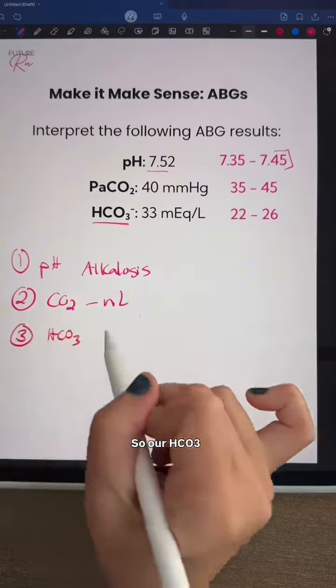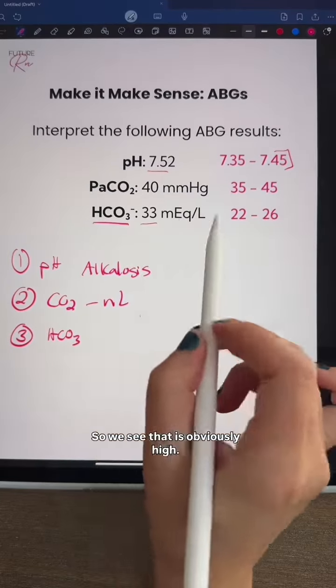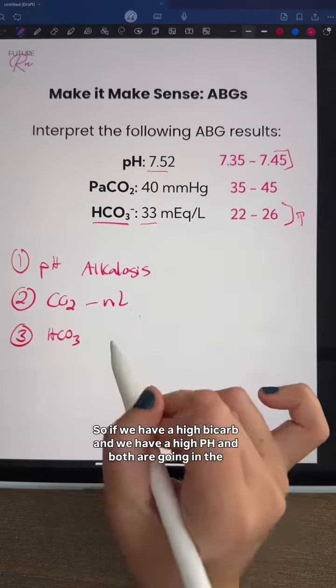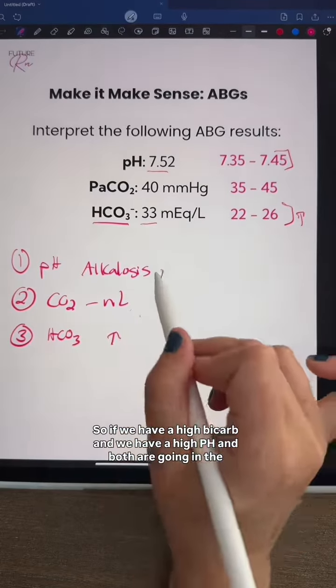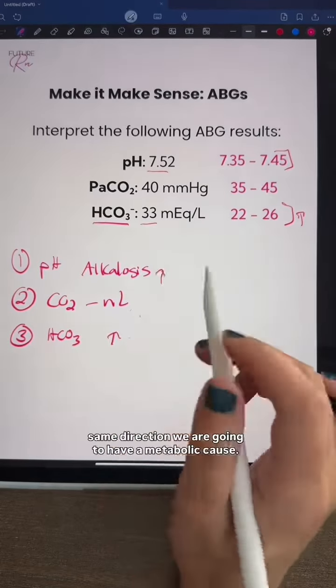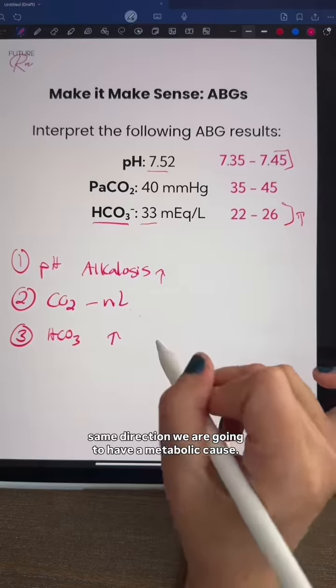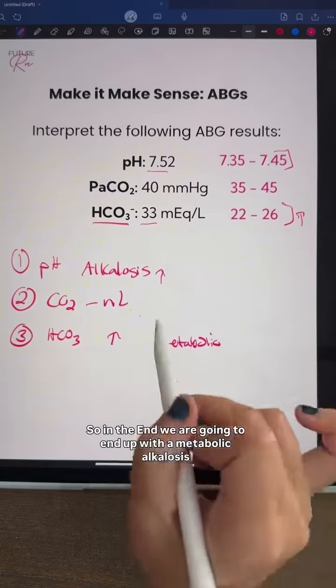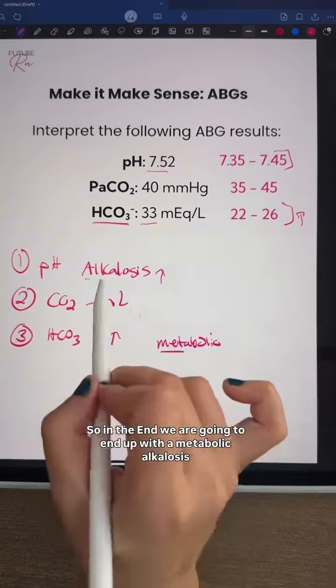So our HCO3 is 33. So we see that is obviously high. So if we have a high bicarb and we have a high pH and both are going in the same direction, we are going to have a metabolic cause. So in the end, we are going to end up with a metabolic alkalosis.